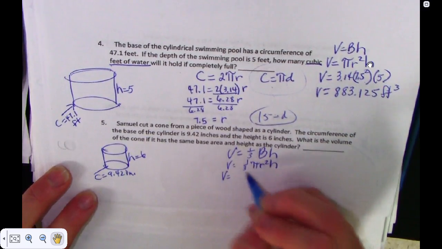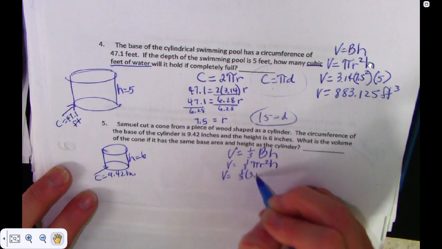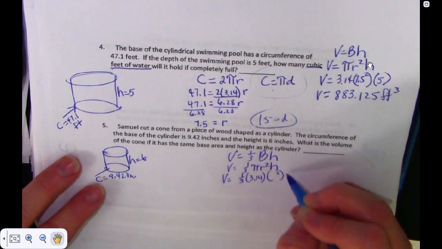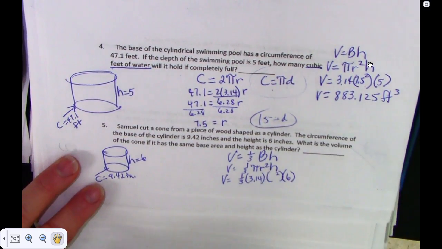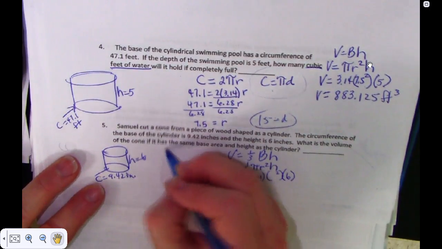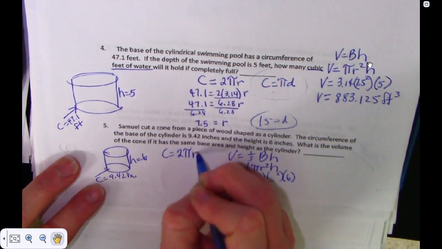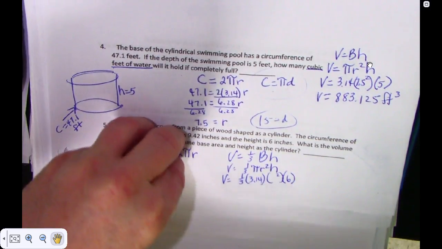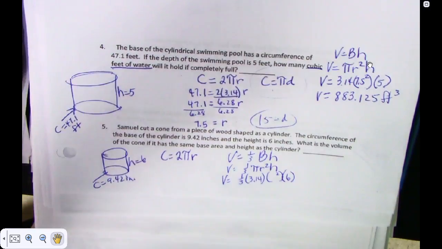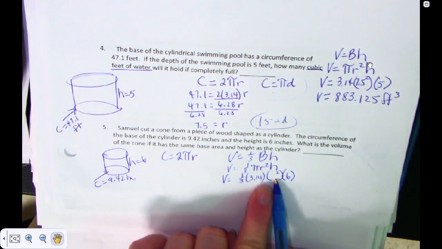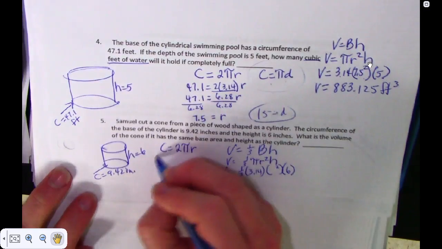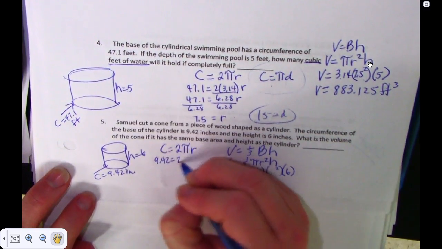Well, I'm trying to get the volume, and I don't know the radius yet, and the height is 6. So I've got to go use this formula for circumference. I've got to use what I know to find out what I don't know, and I don't know the volume, and I don't know the radius. But I can find the radius using this formula right here. All I got to do is plug in some numbers.